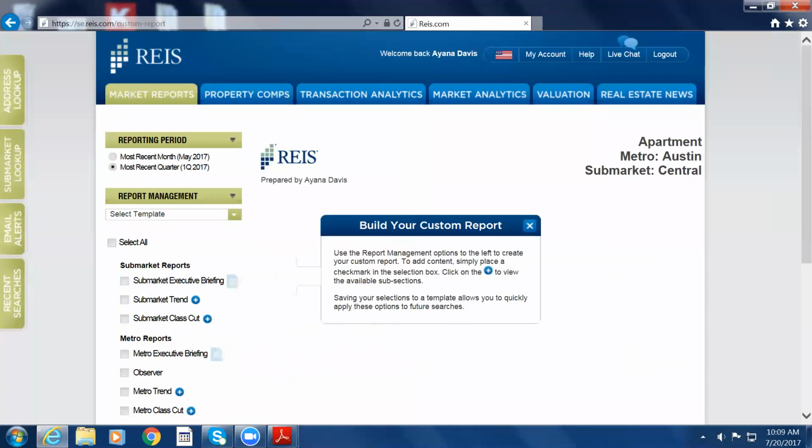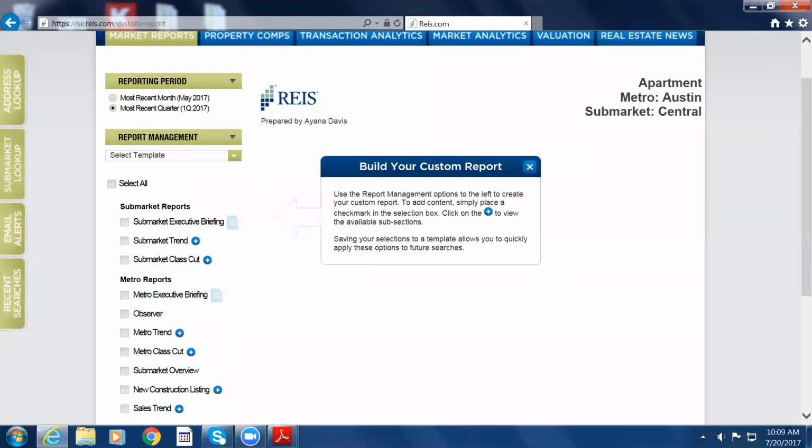And this is going to give me a full list of all the reports you have access to. On the left-hand side, we are segmenting it out from submarkets all the way up to the greater metro. Again, this is going to be Austin overall. If you ever wanted a quick reminder, that's going to be over up here on the top right-hand side.